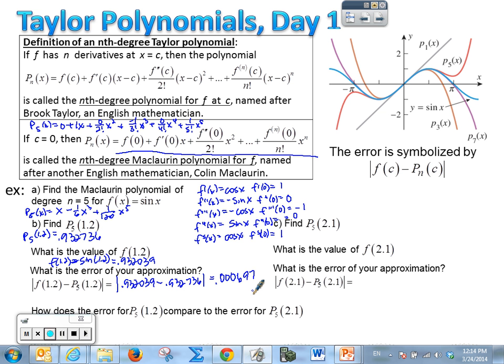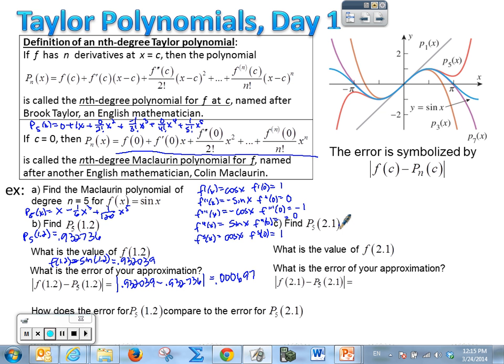All right, we're going to use the same polynomial, and we're going to look at our polynomial approximation at 2.1. Now, do you think that's going to be a better approximation or a worse approximation than at 1.2? It's going to be worse, right? Because it's farther away from where the polynomial is centered. This polynomial is centered at 0. The closer you get to 0, the better your estimate is going to be.